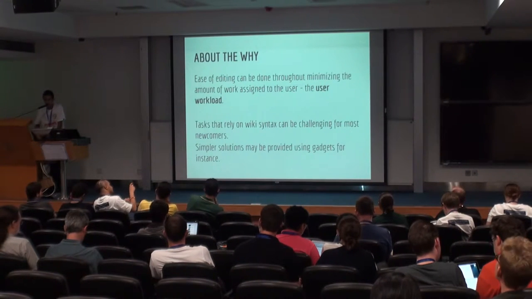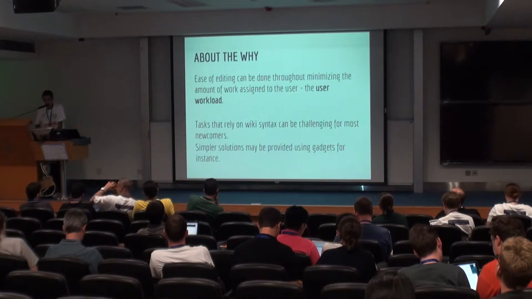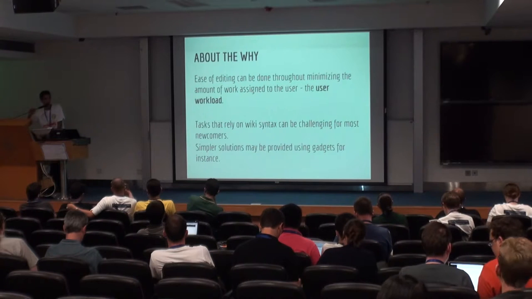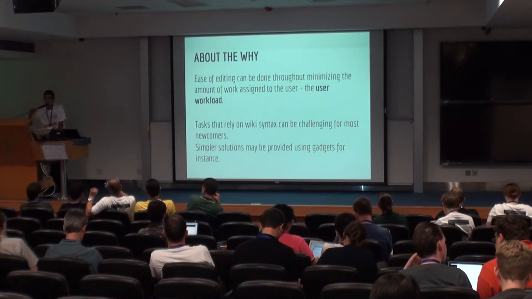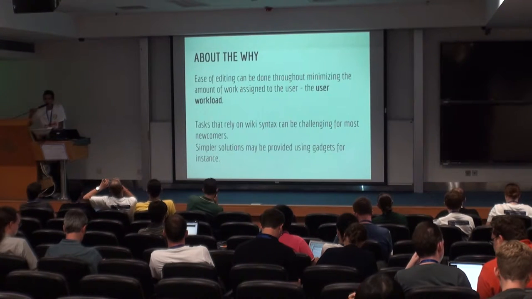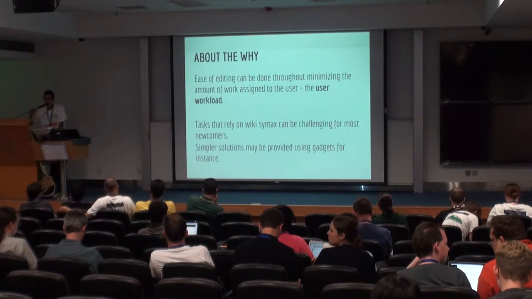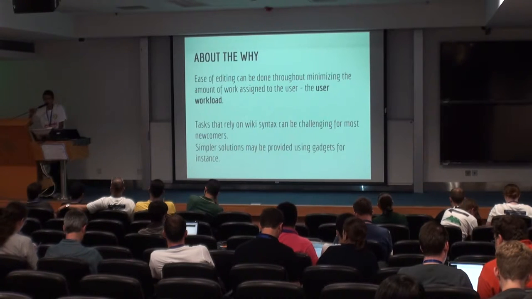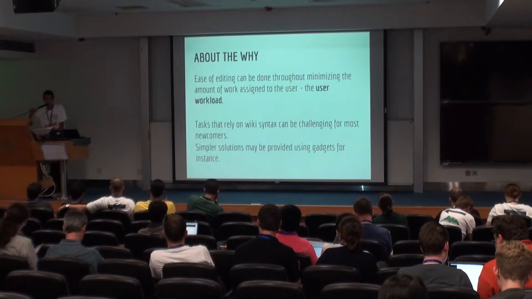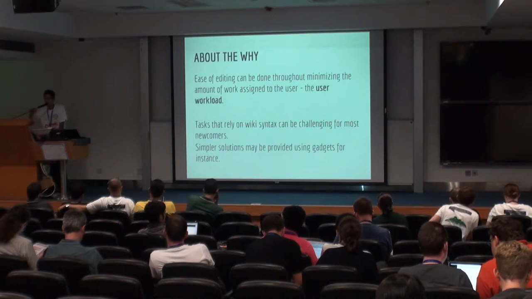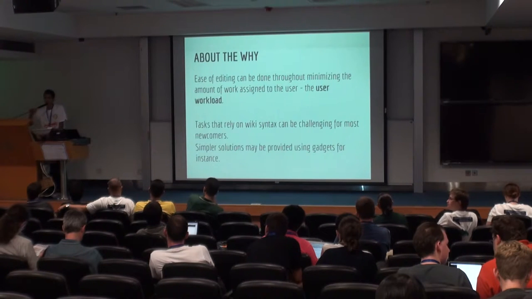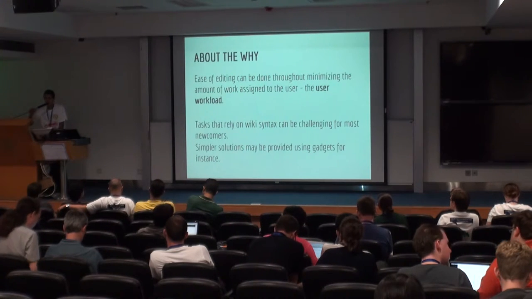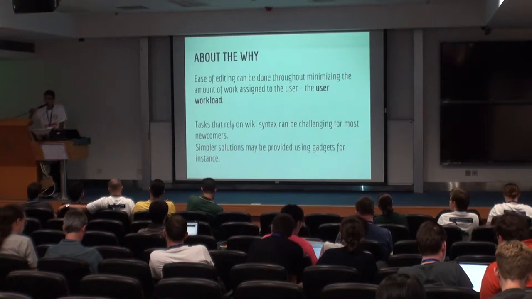Ease of editing can be achieved by minimizing the amount of work assigned to the user, which means the user workload. As a lot of you have noticed, when you see a regular Wikipedia user editing, it's not always just one item or one article. Sometimes it's much more difficult, and you have to put yourself into a lot of tasks just to edit one article, and that's not always easy. This actually happens with me. I try to write one article, and I have to open 10, sometimes 20 pages just to get something that looks perfect for the community, but there's nothing perfect.